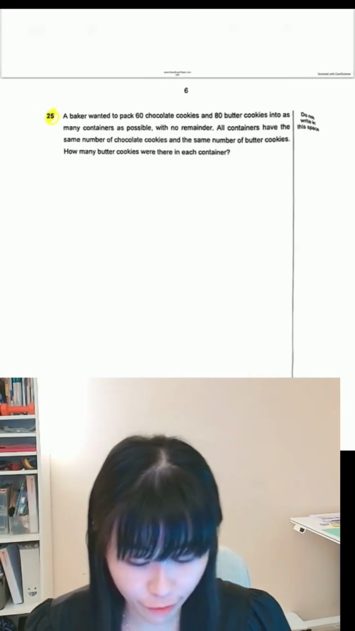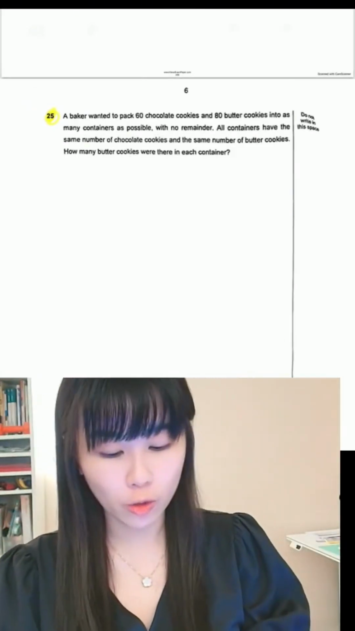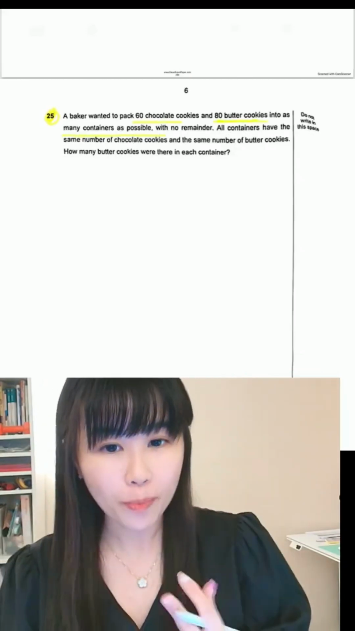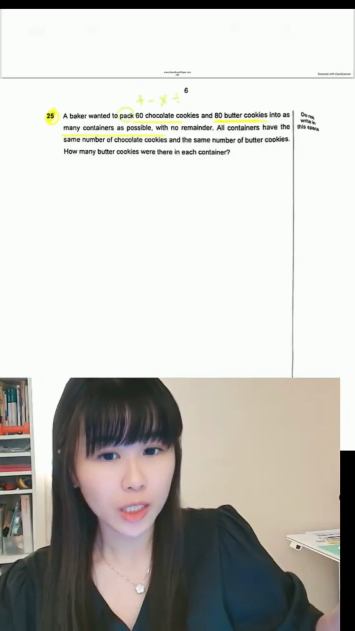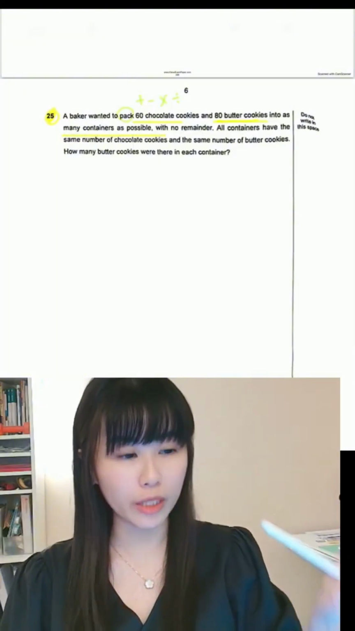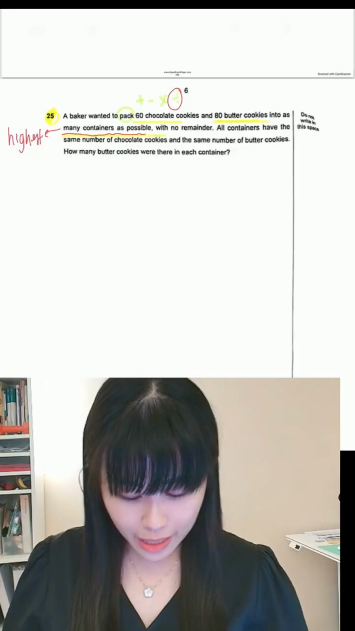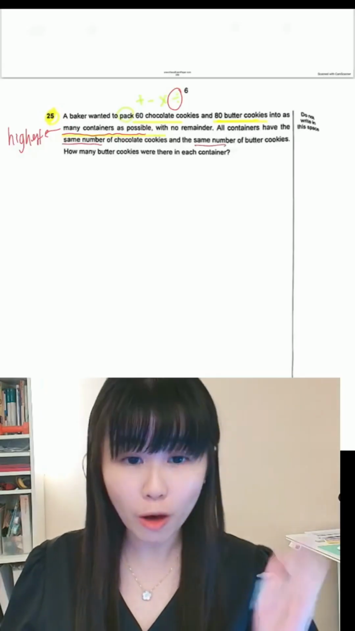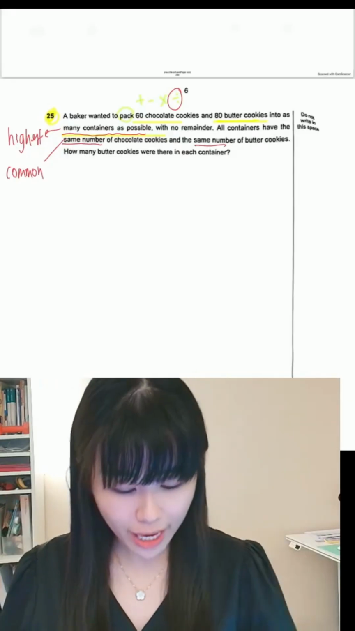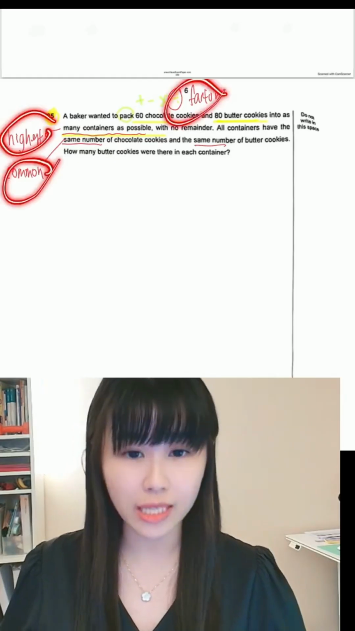So let's look at 25, everyone. We have a baker who wanted to pack 60 chocolate cookies and 80 butter cookies into as many containers as possible with no remainder. You pack into as many containers as possible. Is it plus, minus, times, or divide? You want as many containers as possible, so you want highest. And then the container will have the same number of chocolate, same number of butter. So same number means common. So together, right? If it's divide, it's factor, not multiple. So they are testing you highest common factor. This is how you can tell.